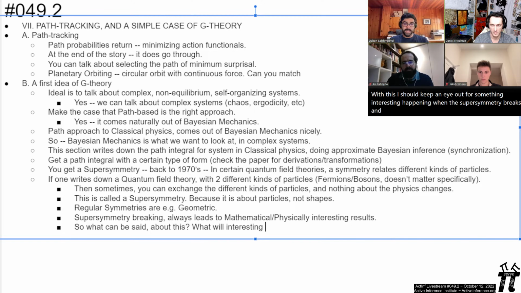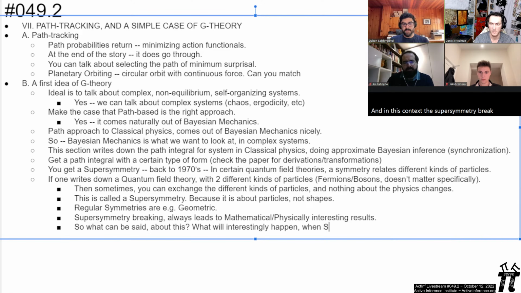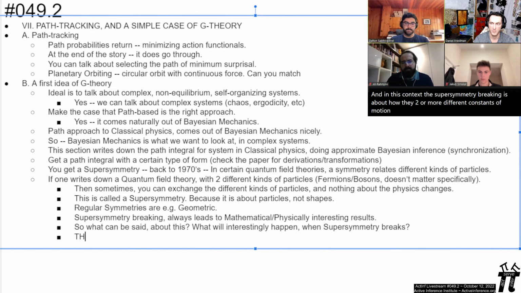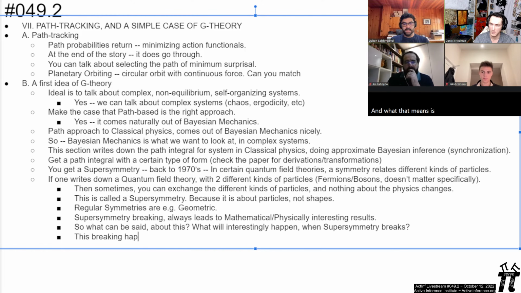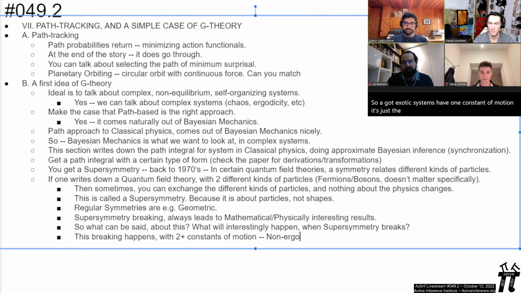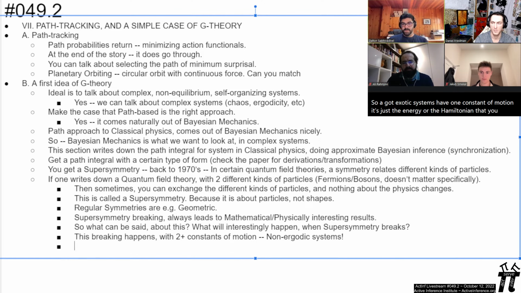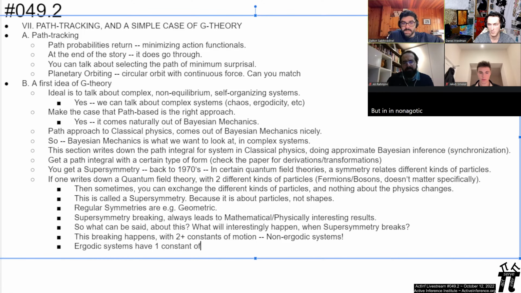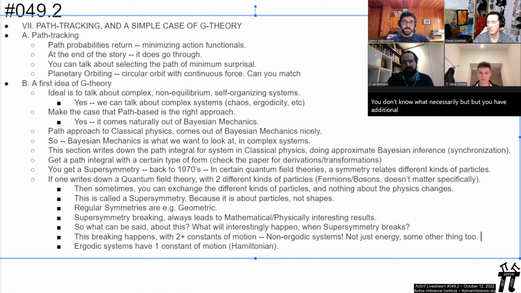And in this context, the supersymmetry breaking is about having two or more different constants of motion. And what that means is the system is non-ergodic. So ergodic systems have one constant of motion. It's just the energy or the Hamiltonian that you'd put into the probability measure. But in non-ergodic systems, in integrable systems, you have multiple constants of motion. So it's not just the energy, but it's some other thing. You don't know what necessarily, but you have additional variables.